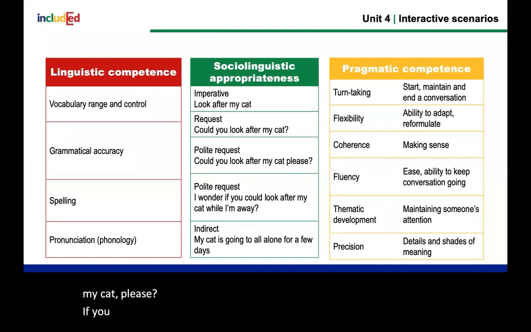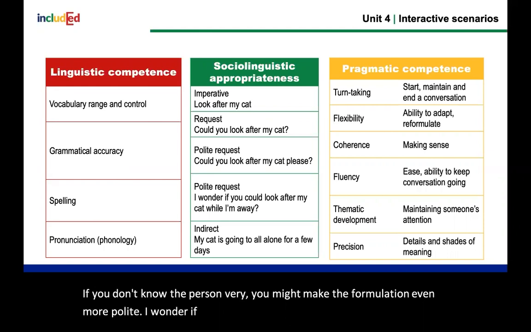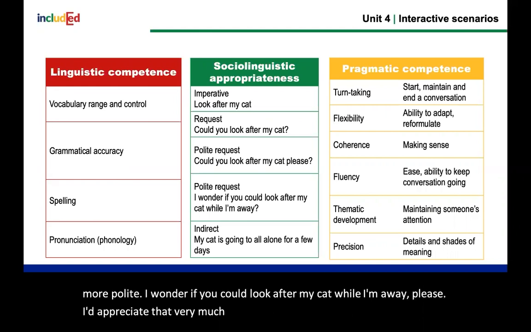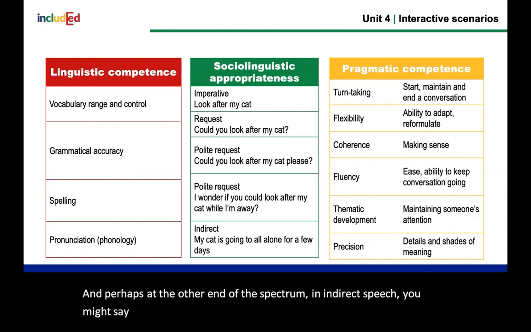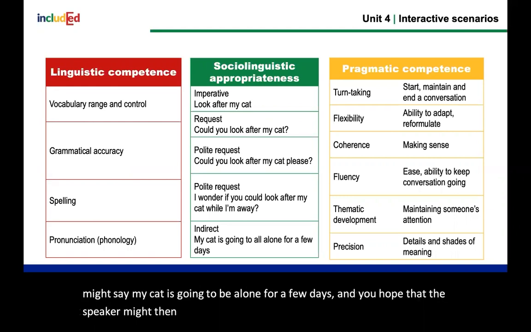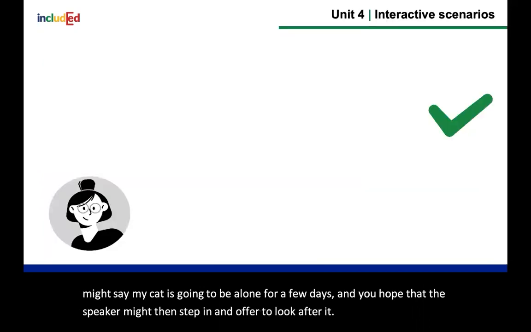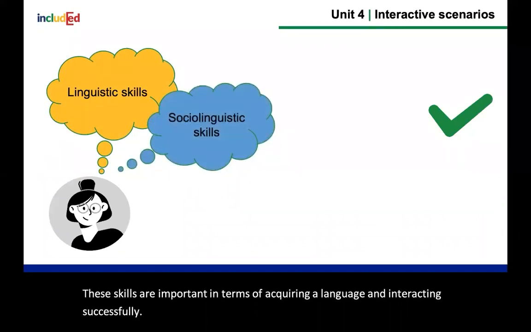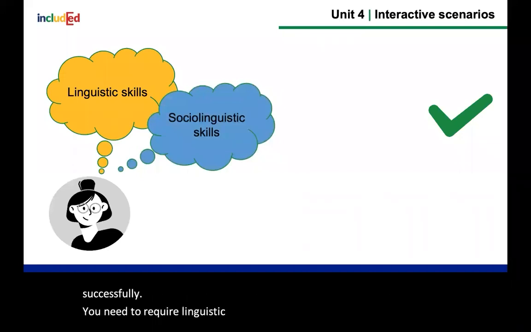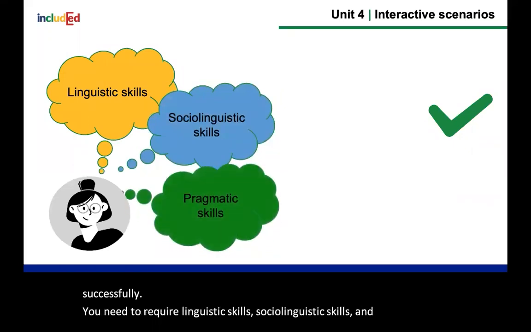If you don't know the person very well, you might make the formulation even more polite. I wonder if you could look after my cat while I'm away. Please, I'd appreciate that very much. And perhaps at the other end of the spectrum, in indirect speech, you might say, "My cat is going to be alone for a few days," and you hope that the speaker might then step in and offer to look after it. These skills are important in terms of acquiring a language and interacting successfully. You need to acquire linguistic skills, sociolinguistic skills, and pragmatic skills.